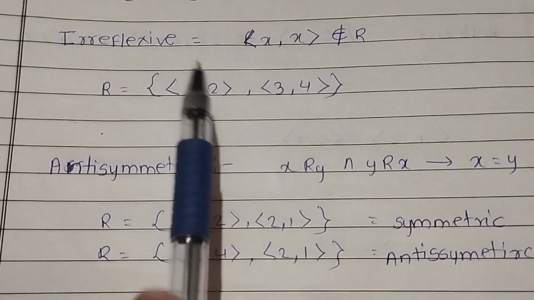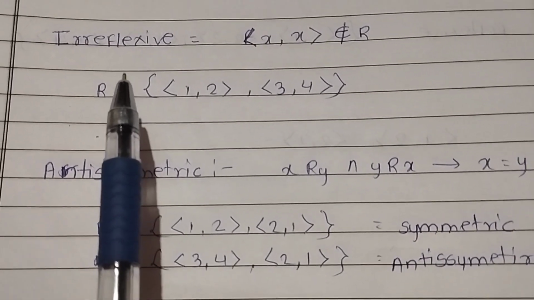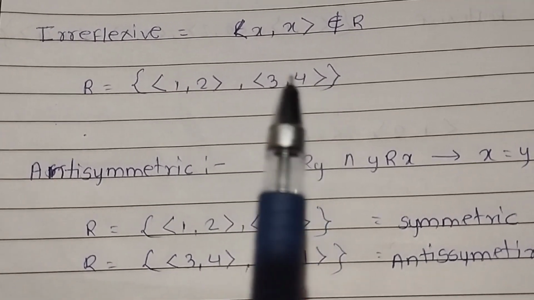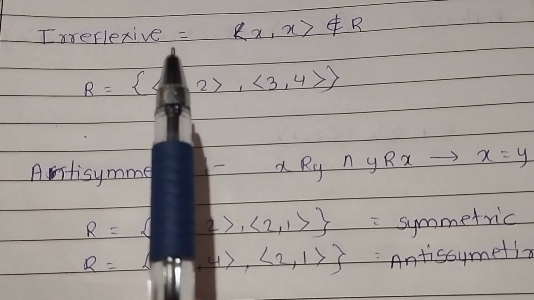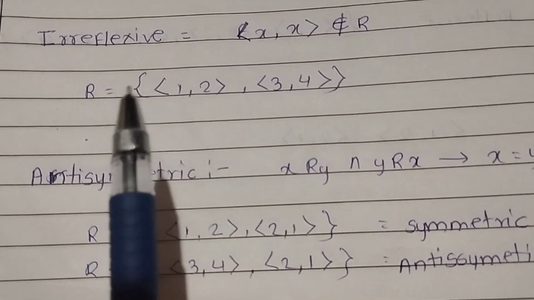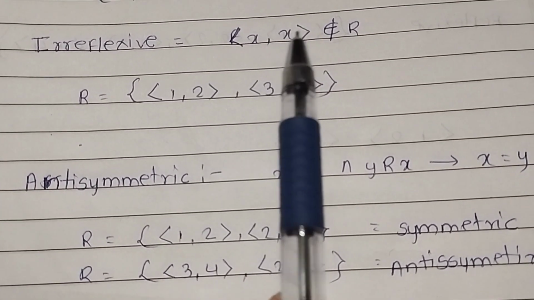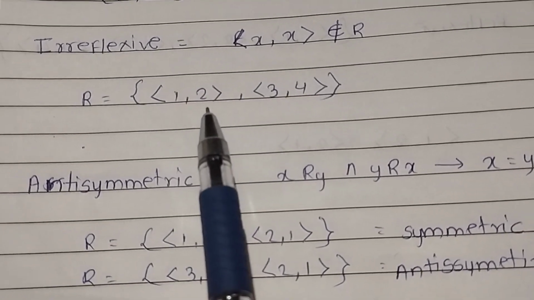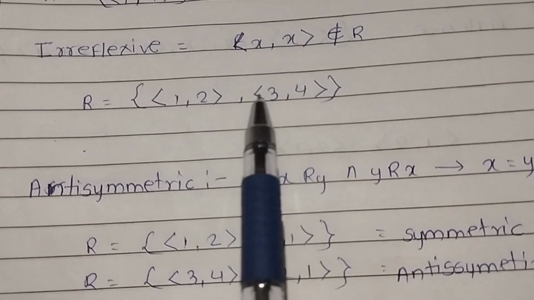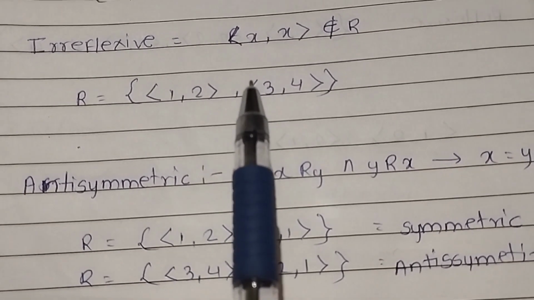Next, irreflexive and antisymmetric. Irreflexive is the opposite of the reflexive property. In reflexive we want 1 1, 2 2, and irreflexive is the opposite: if 1 1 or 2 2 is present, then it is not irreflexive. In irreflexive we don't want x x or y y, common elements in an ordered pair. We want different elements like 1 2, 3 4, meaning no reflexive pair is present in the set.